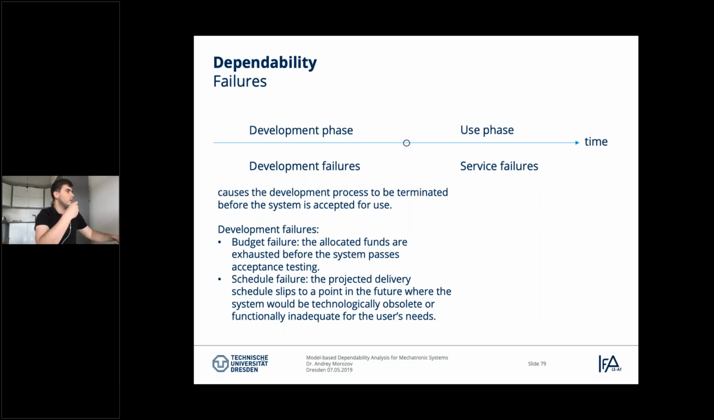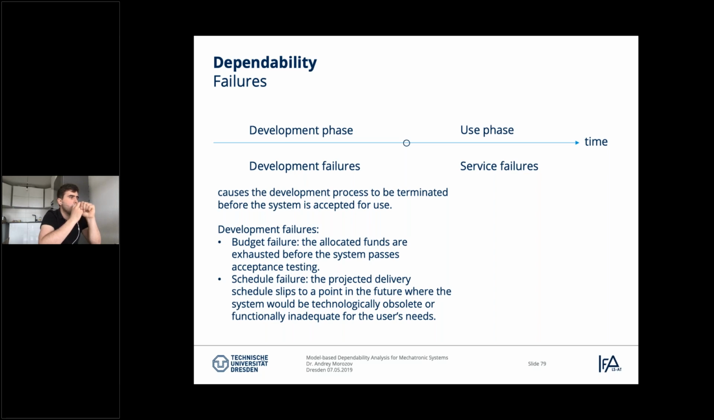So depending on the phase, here the failures are mostly classified according to the faults. Development failures could be the failure of the system during the development. For example, budget failure: the allocated funds are exhausted before the system passes acceptance tests. Let's say we decided to develop the system, but we thought that it would be cheaper, and basically we ate all the money and the system was not ready. This is a development failure.